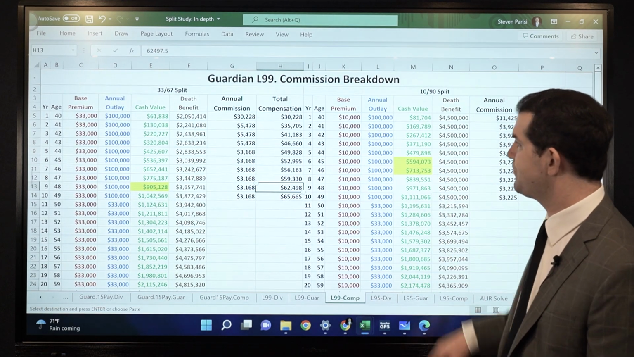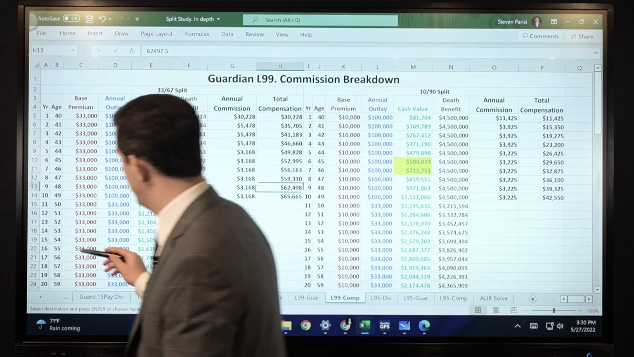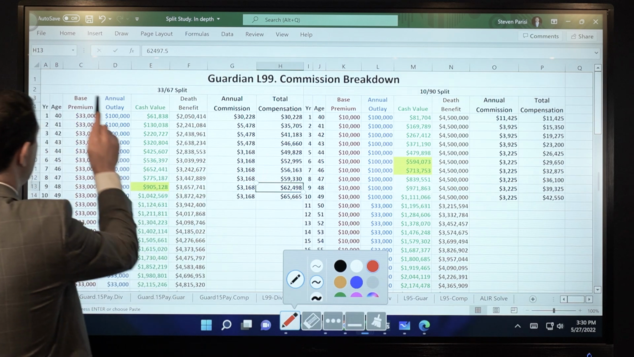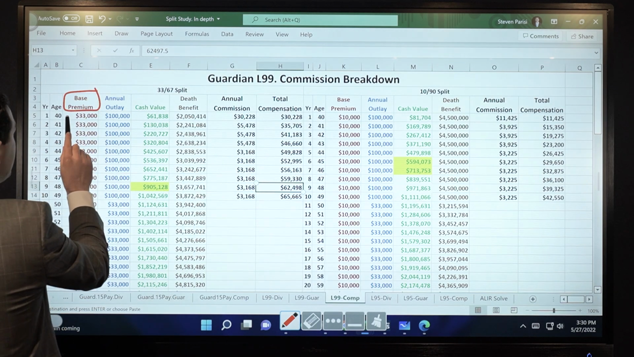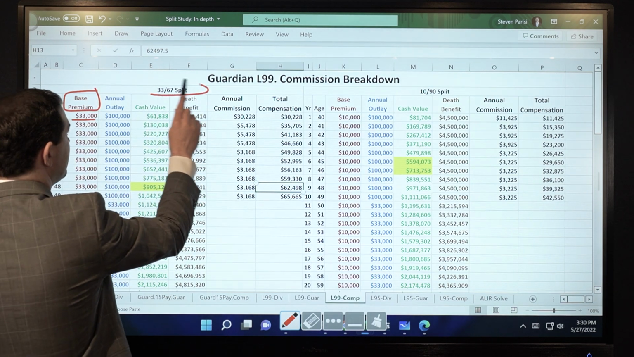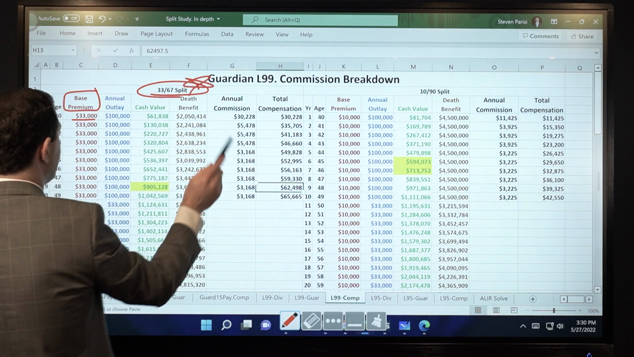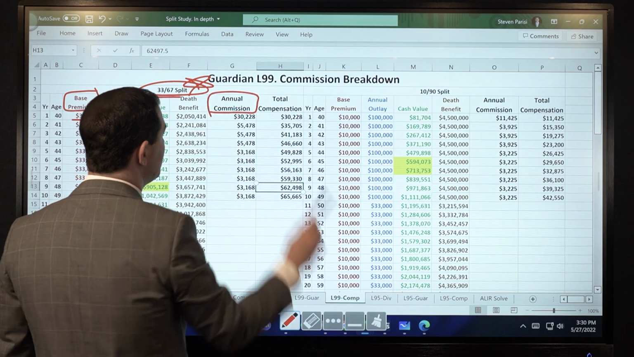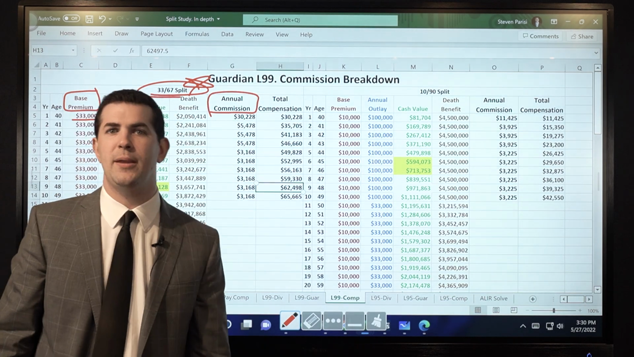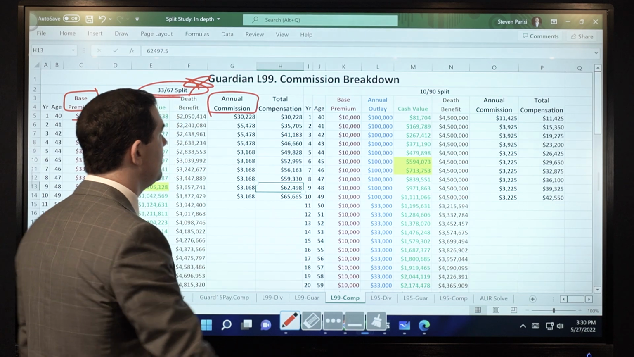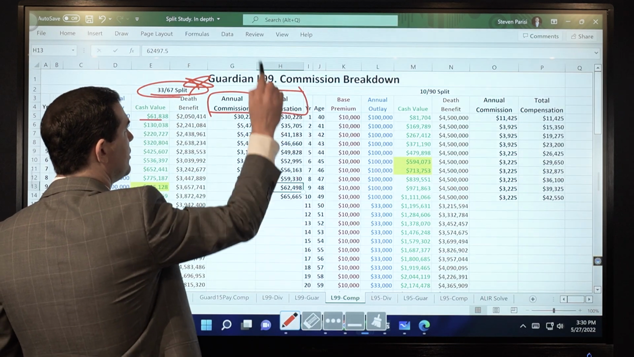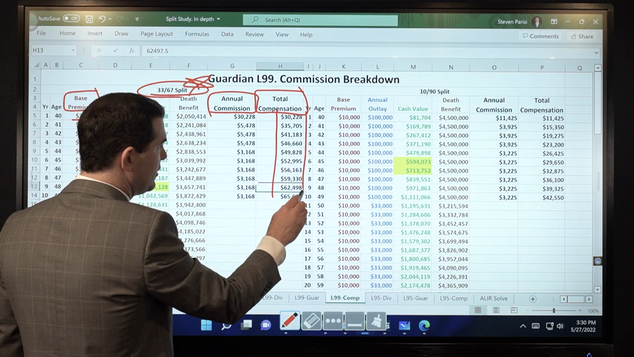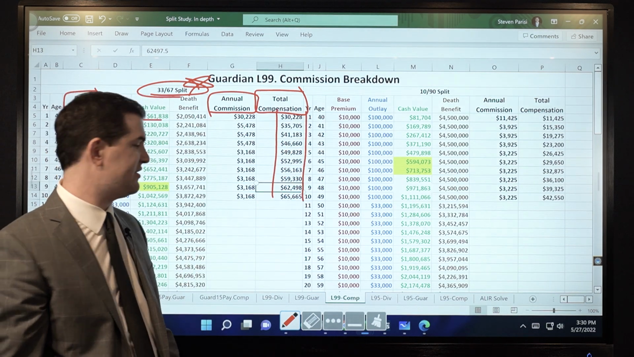let's take a look here. So, on the left, base premium, $33,000. 33.67 split. 100K total, there's your cash value. Here's the annual compensation. This is based on the base premium and PUA rider. Total compensation tallies up your total comp over time. So there you go with a 33.67.